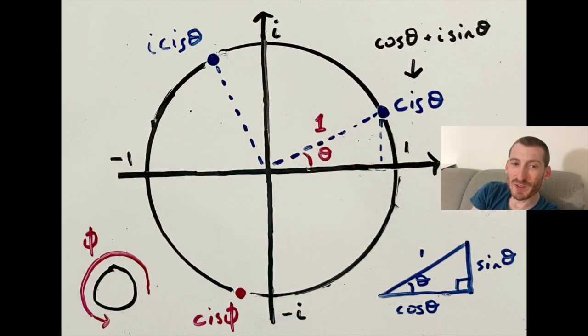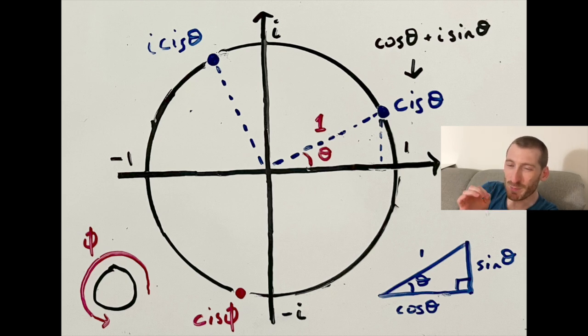So here we have a unit circle, which is a circle of radius 1. And we can draw right here a right triangle inside the circle with hypotenuse 1. And since we have a right triangle with hypotenuse 1, the adjacent side must be cosine of that angle, and the opposite must be sine. So the point that's on the circle, that angle away from here, is cosine theta plus i sine theta, which we can denote cis theta.